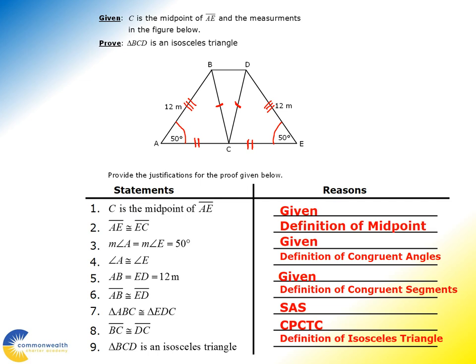So as you can see, you don't always need to have a theorem be the reason for the very last statement. We were able to use various theorems and so forth to establish that we had the characteristics needed to use a definition to prove something was isosceles. So keep that in mind.